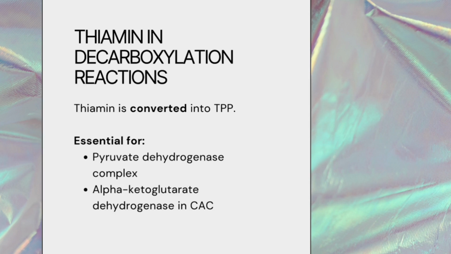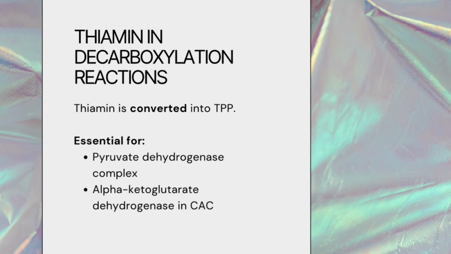Its significance: the production of acetyl CoA is crucial for cellular energy production and the continuation of the citric acid cycle, which generates ATP. Second is alpha ketoglutarate dehydrogenase in the citric acid cycle, or CAC. Its role in the citric acid cycle: alpha ketoglutarate dehydrogenase catalyzes the conversion of alpha ketoglutarate to succinyl CoA.